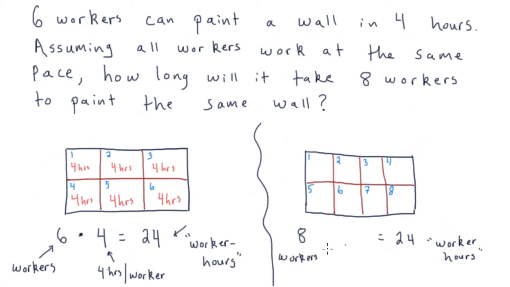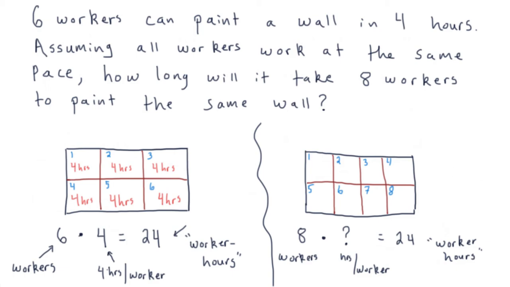And what do I not know? I have an unknown number of units in one equal group, or in other words, an unknown number of hours that each person is going to work. So this will be hours per worker. And of course, if all the workers work simultaneously, then this will actually just be the total amount of time it takes to paint the wall.